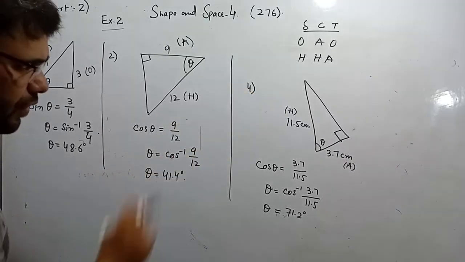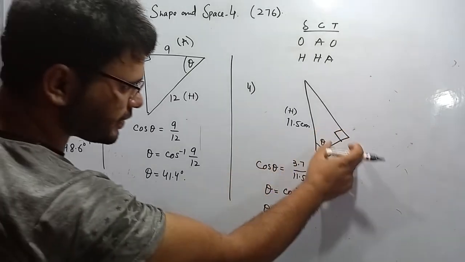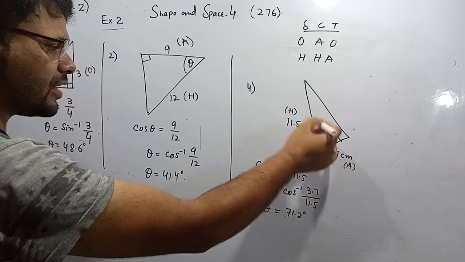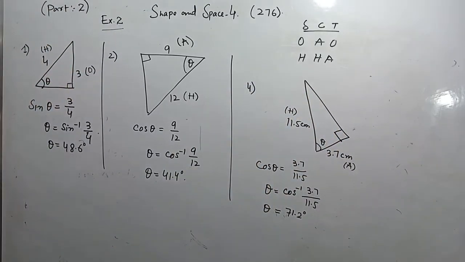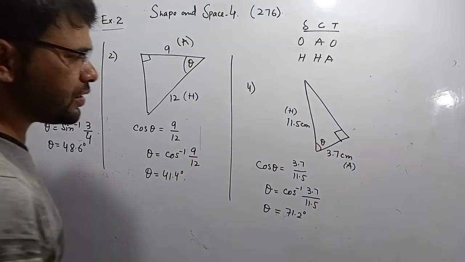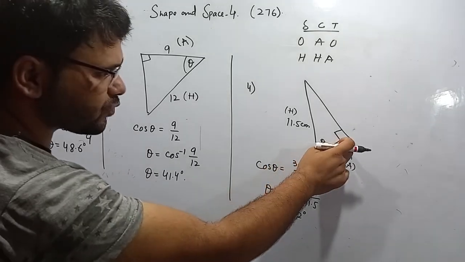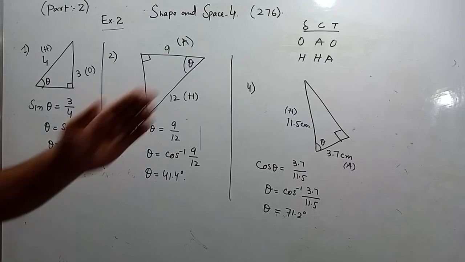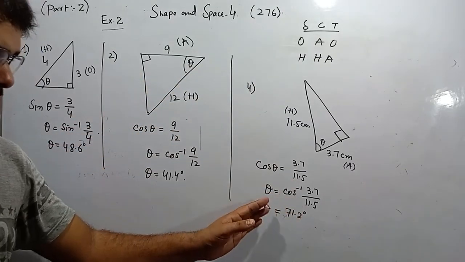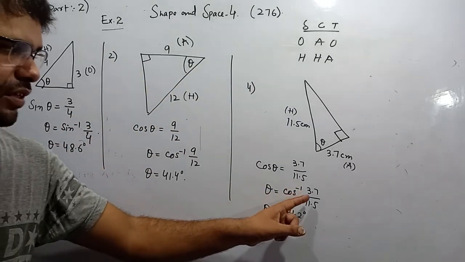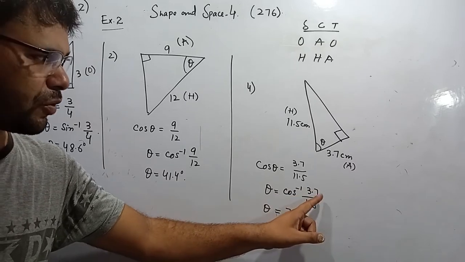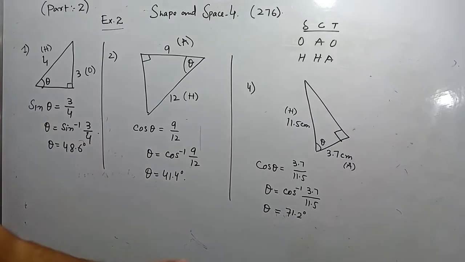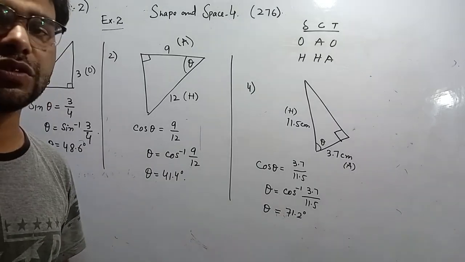Now see the fourth one. The figure is like this. You can see this is the right angle triangle and this side is opposite to the right angle, so it will be the hypotenuse, and this side is what? It is adjacent. Once again we will use cos theta is equal to adjacent by hypotenuse. That is theta is equal to cos inverse of 3.7 divided by 11.5, and you will calculate on the calculator, you will get 71.2 degrees.